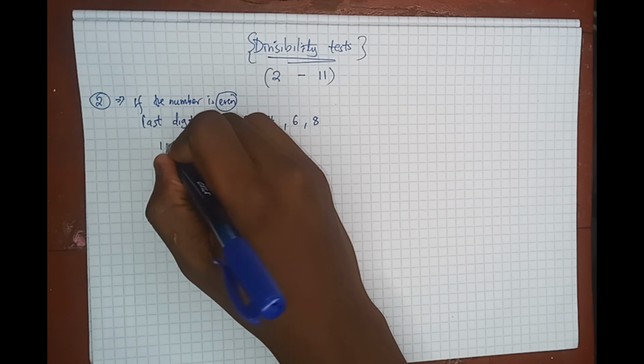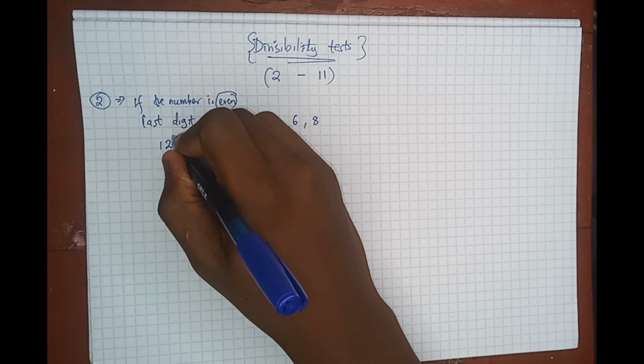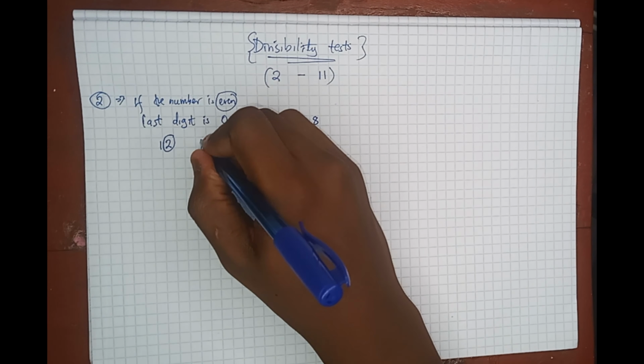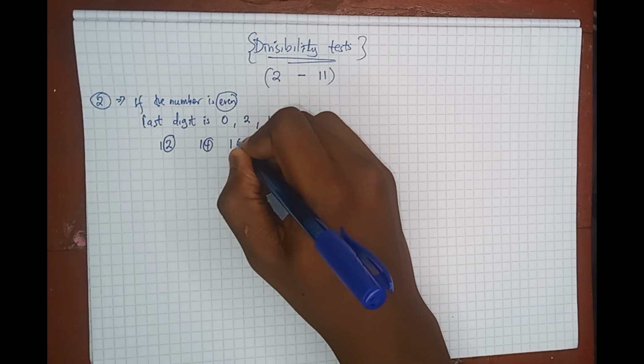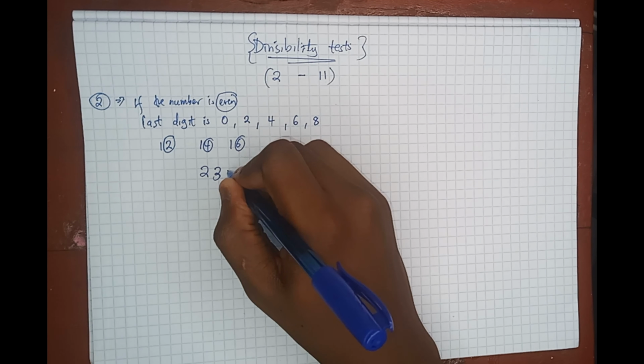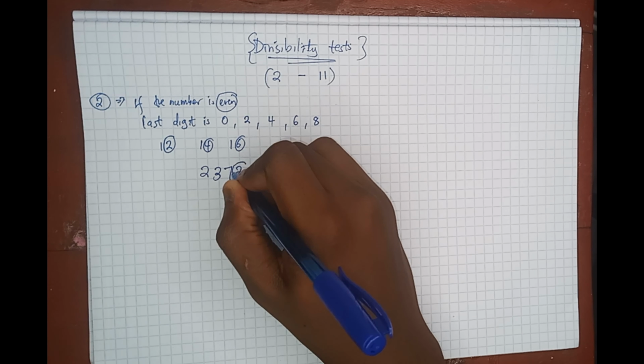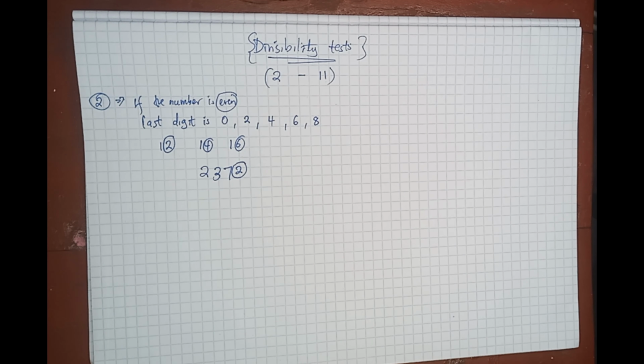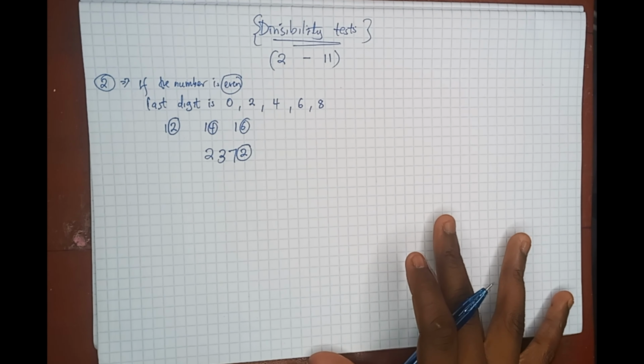So a number like 12 is divisible by 2 because it ends with 2, 14, 16, 200 and 2372. This is divisible by 2 because it ends with 2 and so on. Okay, so I hope you get that right.